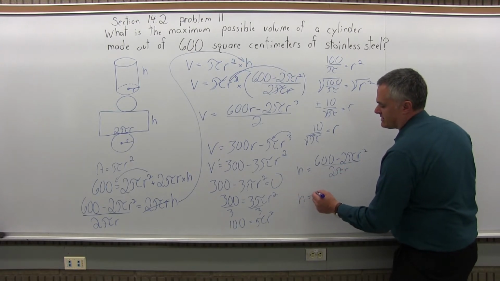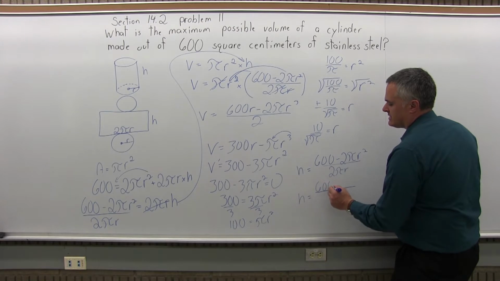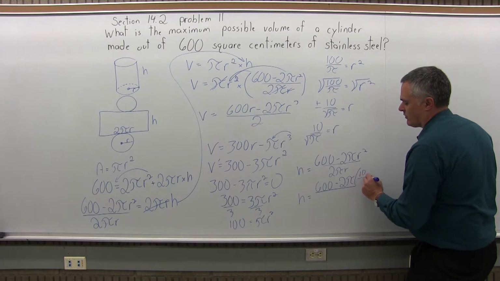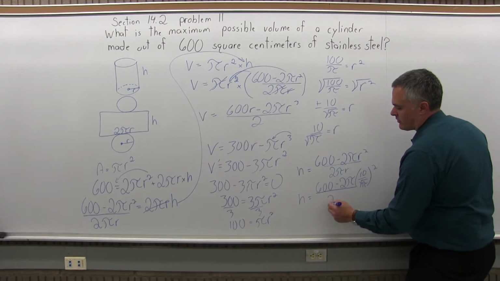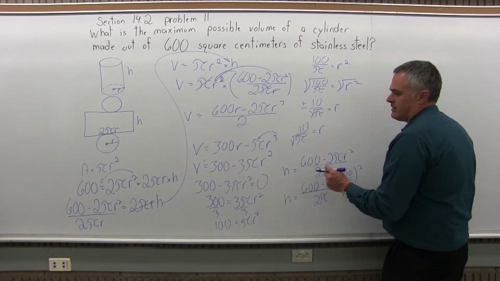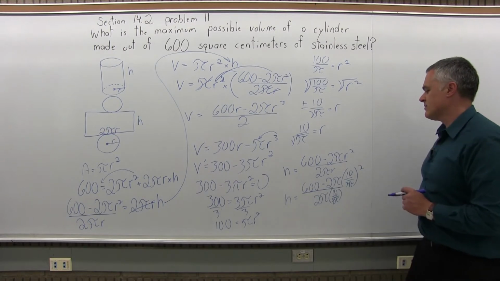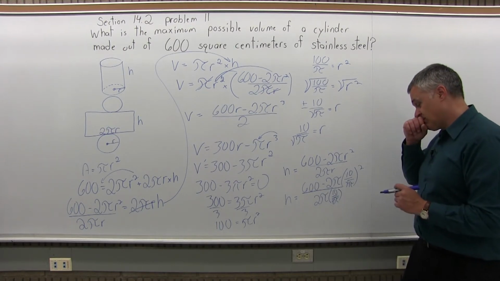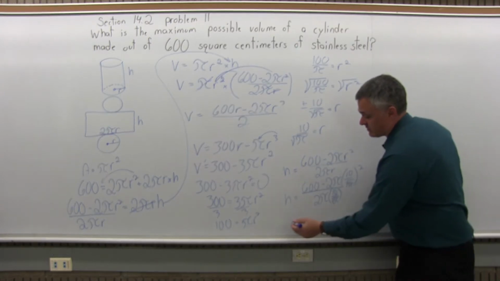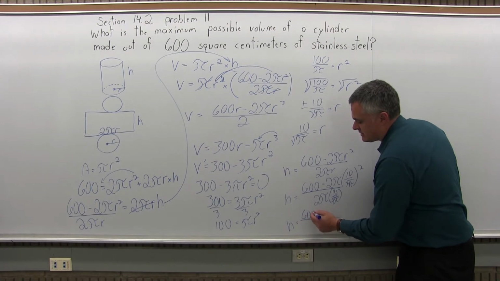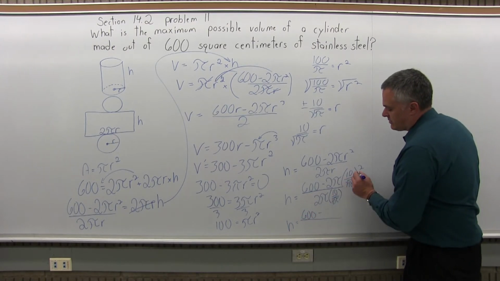So now that I know what R is, H is 600 minus 2 pi times 10 over the square root of pi squared over 2 pi times 10 over a square root of pi. So that looks kind of messy. But it'll simplify down reasonably well. So H equals 600 minus, so let me do that second power here.